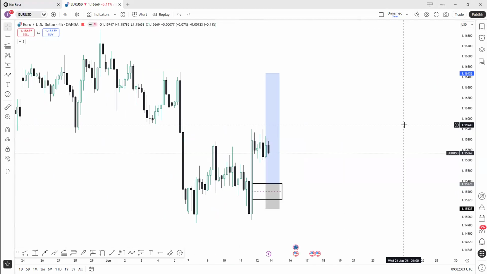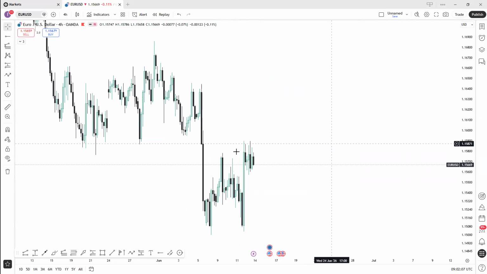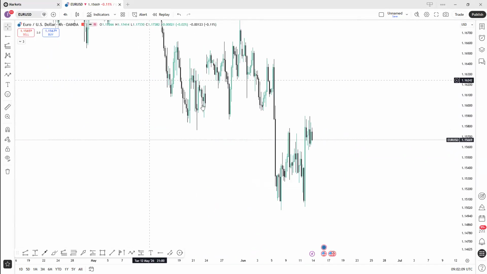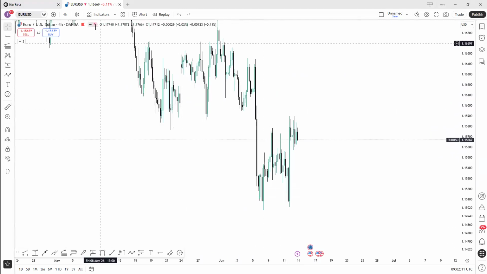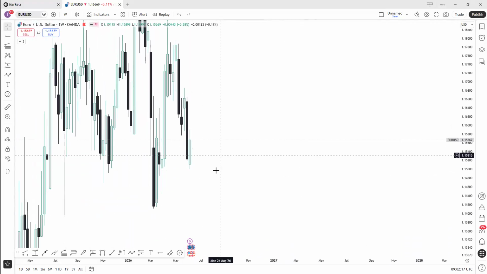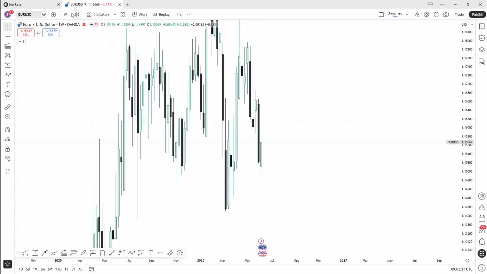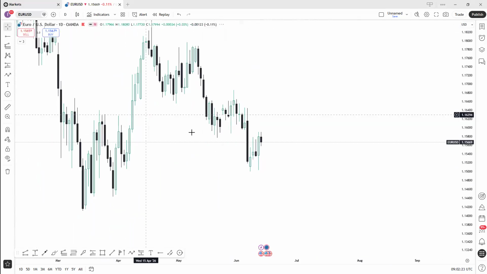Euro USD. Euro USD, you have this market structure. Start from high time frame, maybe on weekly time frame. I have this market structure. Last week closed bullish, as you see. Also, can shift it to daily time frame.